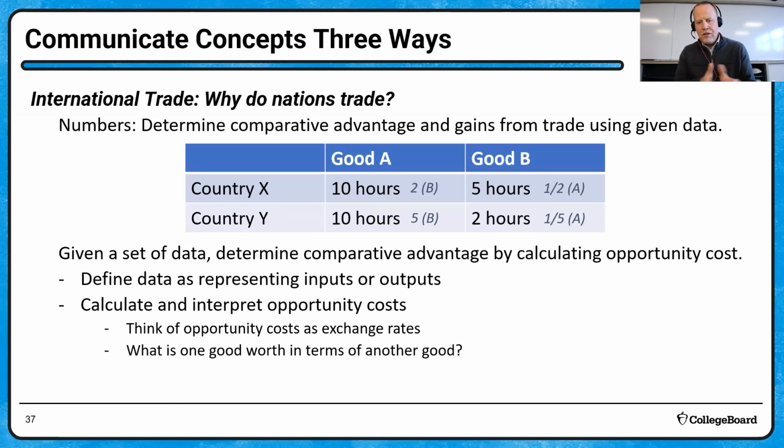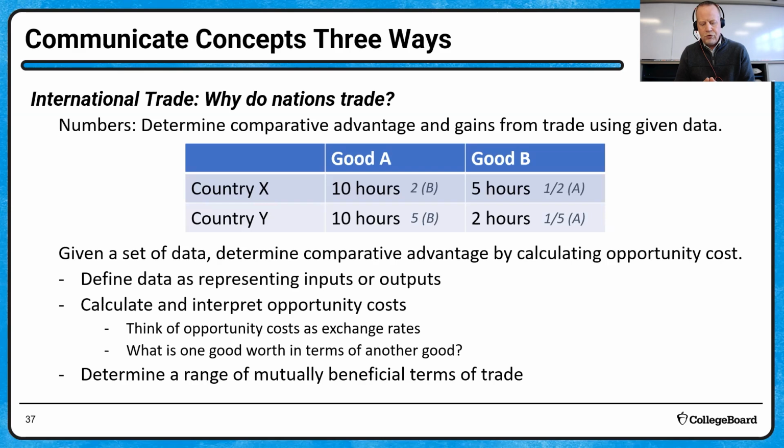Okay. Now that we have those opportunity costs, we can actually make our interpretation, make our conclusion as far as comparative advantage is concerned. And as you can see, with the lower opportunity cost, country X is going to have comparative advantage in production of good A, which means they specialize in good A. Country Y is going to have comparative advantage in the production of good B. 1/5 is less than 1/2.